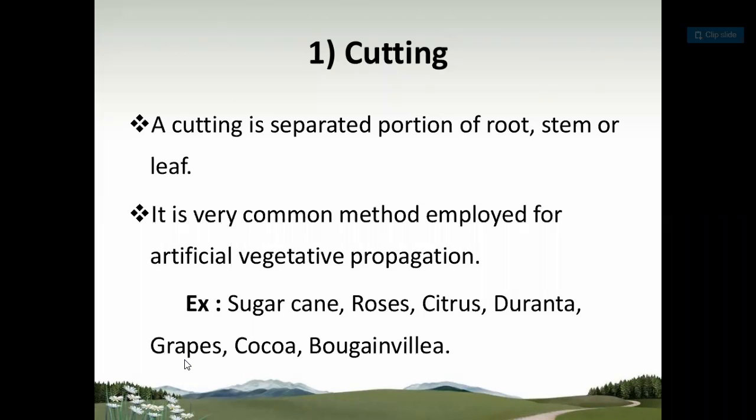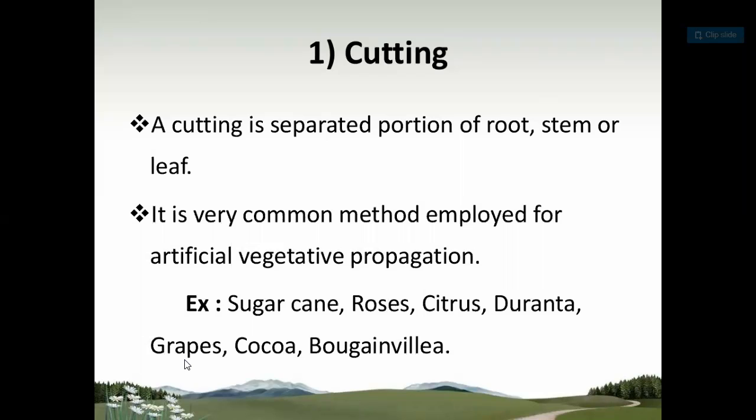We have to cut it from the parent plant root if it is possible. We will have the reference of which part of this particular plant has that totipotency capability, so that we can select that particular part of the plant and cut it. It is a very common method used for artificial vegetative propagation.